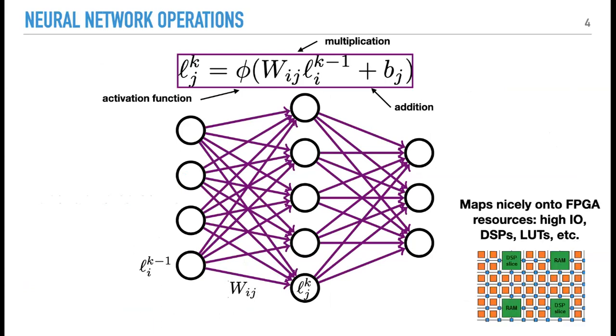What's nice is that these basic operations all map nicely onto different FPGA resources, and you can trade off which ones you use for which operation. Typically you use the DSPs, which are special blocks, for the multiplications, and the lookup tables, or LUTs, for the addition and the activation function. But sometimes you can swap these things around.